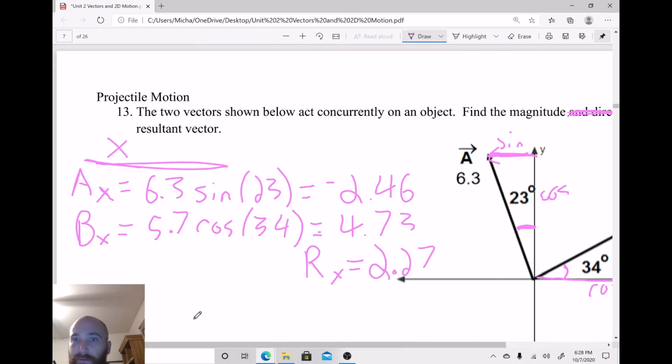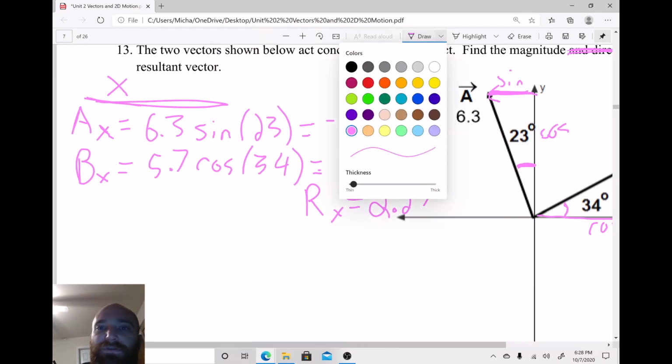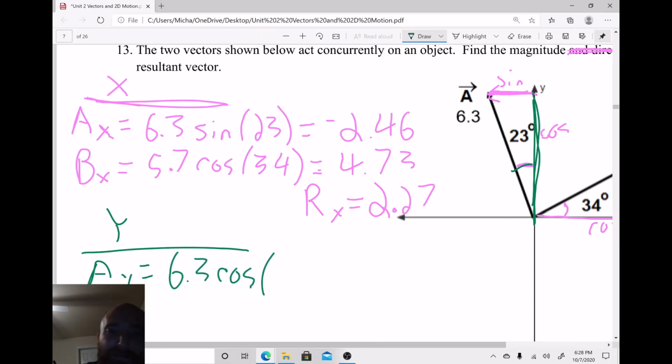Cool, awesome. We're halfway done, right? We did one of the components. Now let's talk y component, and we're going to do that in this color. It's like green. Y. Let's go. So for A, the y component is, alright, that's this guy right here. Looks like it's adjacent to the angle, so I'm going to do cosine. 6.3 cosine of 23.